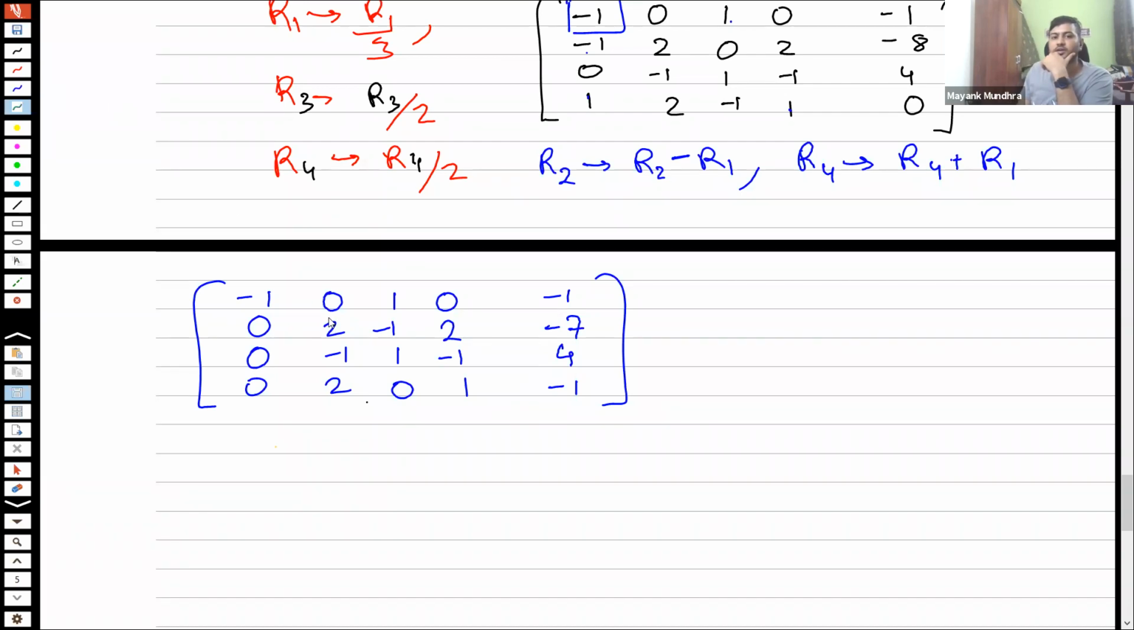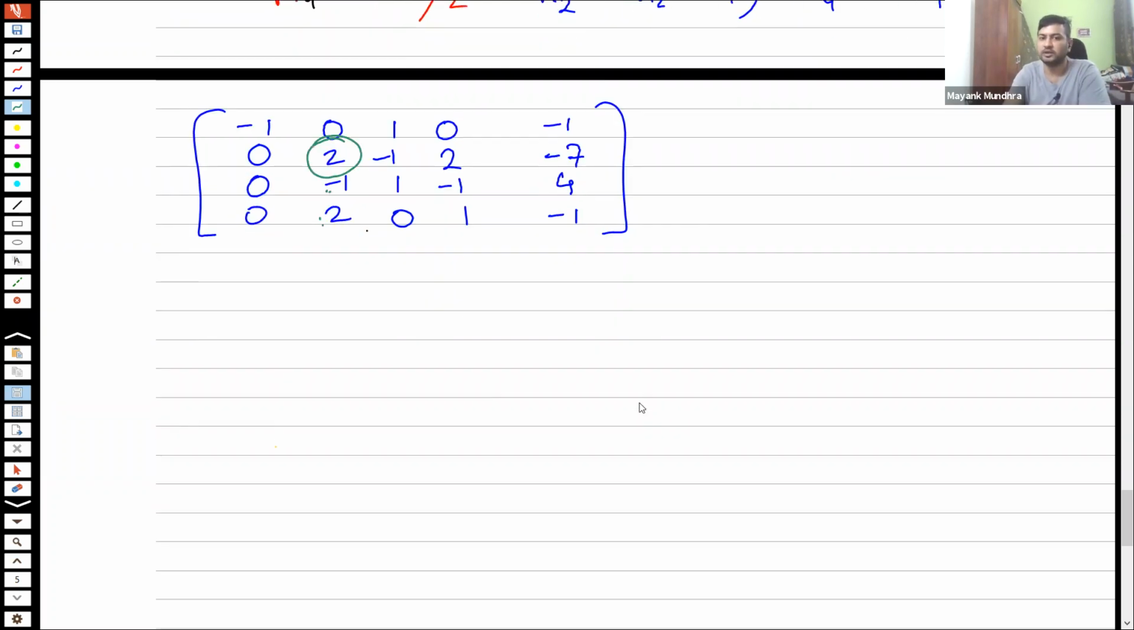Right. So now pivot this entry and make these two values 0. Do the row operations and give me the reduced matrix. Do it in your books.